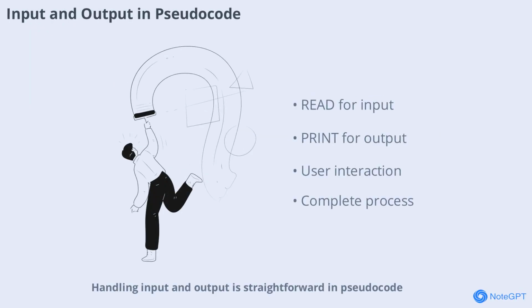Handling input and output is straightforward in pseudocode. Use read or input to get data from the user and print or output to display results. This keeps your algorithm interactive and user-friendly. By clearly marking input and output steps, you ensure your pseudocode covers all necessary interactions.